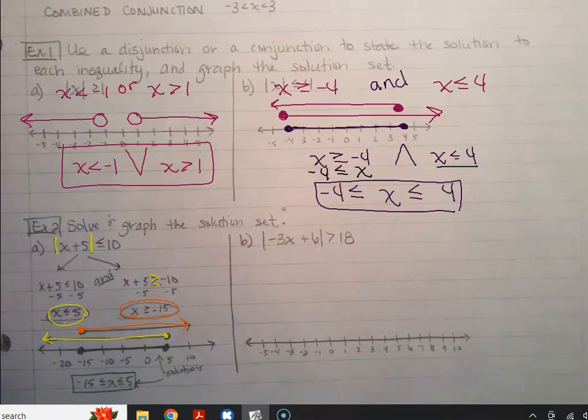Okay, we have this overlap area. So our solution is just this area. And so that leaves us with our combined conjunction: -15 is less than or equal to x, is less than or equal to 5. So, questions about A? Okay, I have it shown there so you can see it pretty quick. Let's do B and put it into practice.